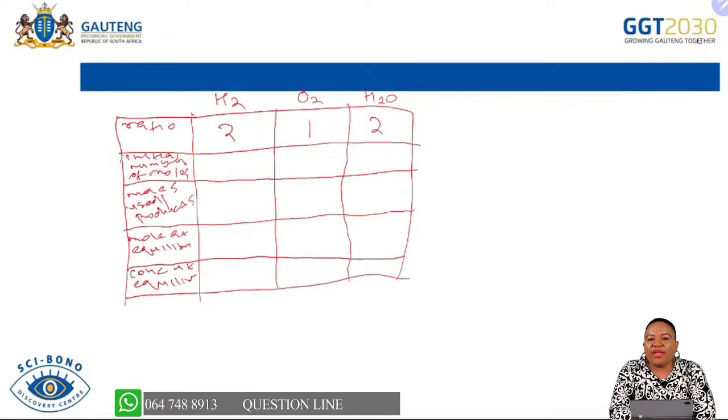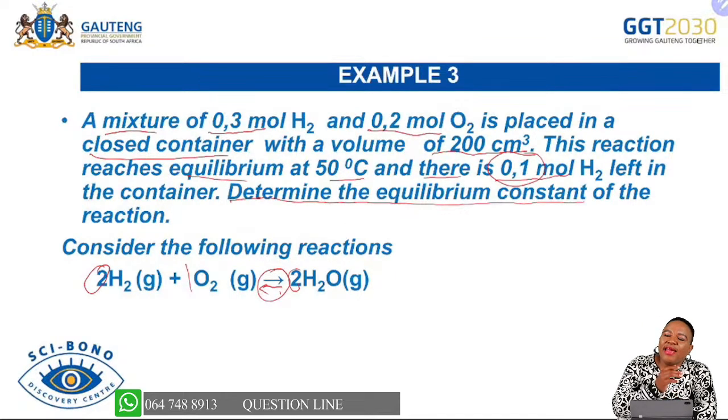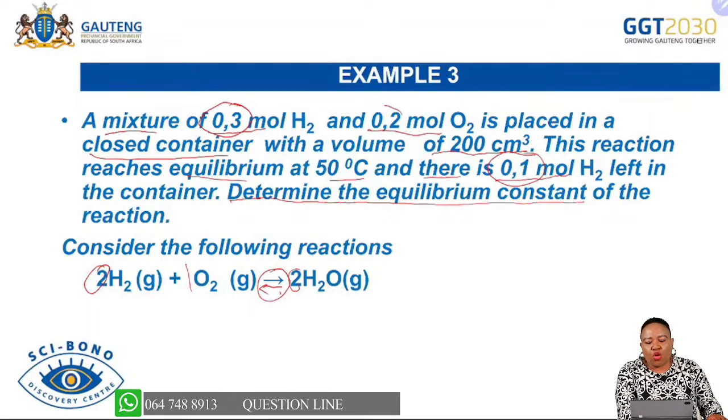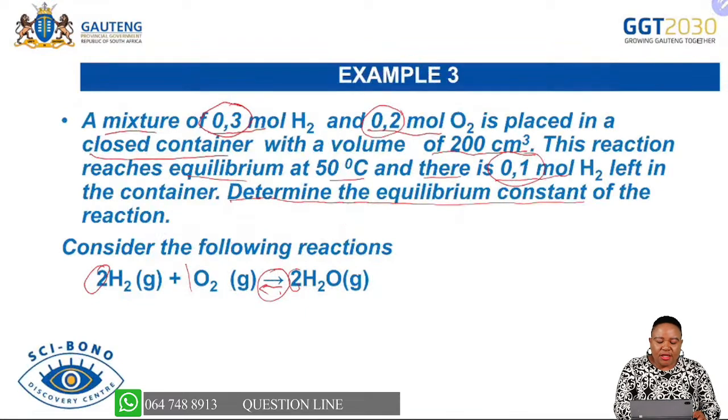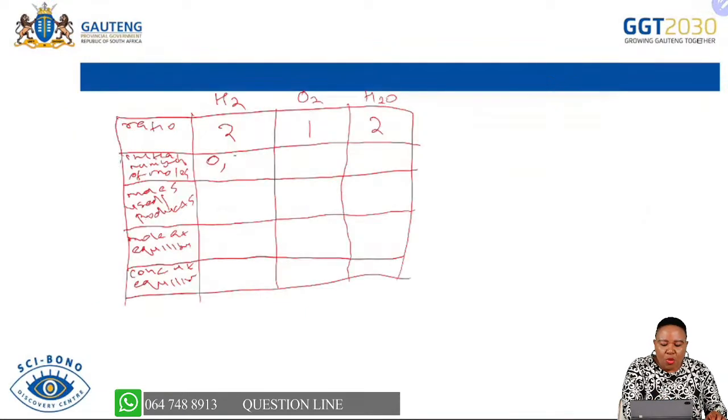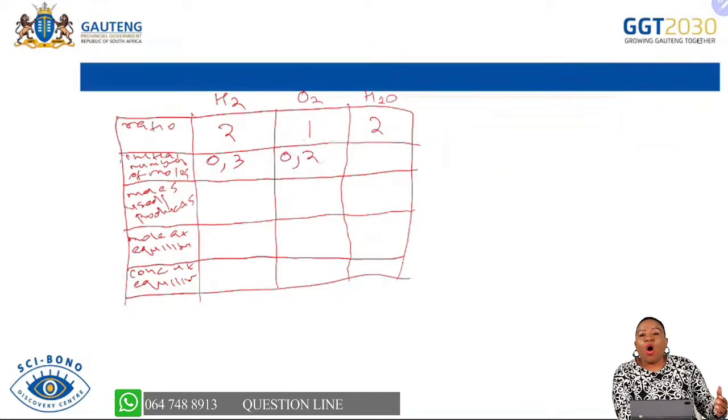Now, as we start the reaction, even from the graph that we have been provided, we know that initially you only have the reactants and you don't have a product. So initially we have 0.3 moles of hydrogen and 0.2 moles of oxygen. So initially you will represent 0.3 and 0.2, okay? How many moles of water do we have initially? Definitely 0.